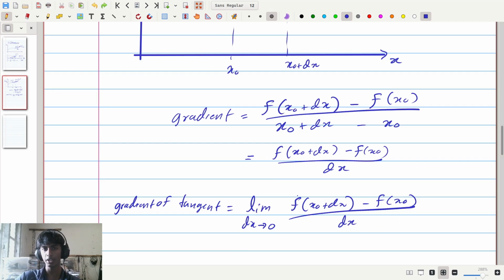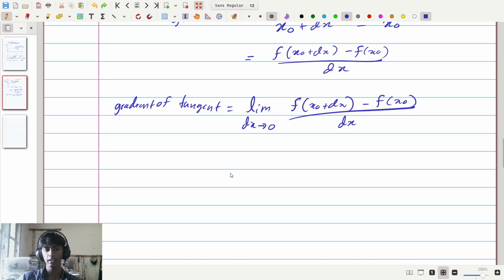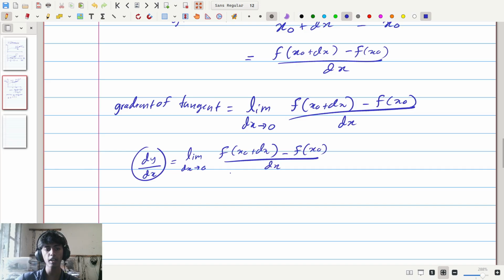This has different notations. Some people in some places denote this as dy by dx, as in the change of y by the change of x. This is equal to the limit as dx approaches 0 of f of x0 plus dx minus f of x0 divided by dx. This is the dy by dx at the point where x equals x0. So we could say at x equals x0, dy by dx is equal to this quantity.